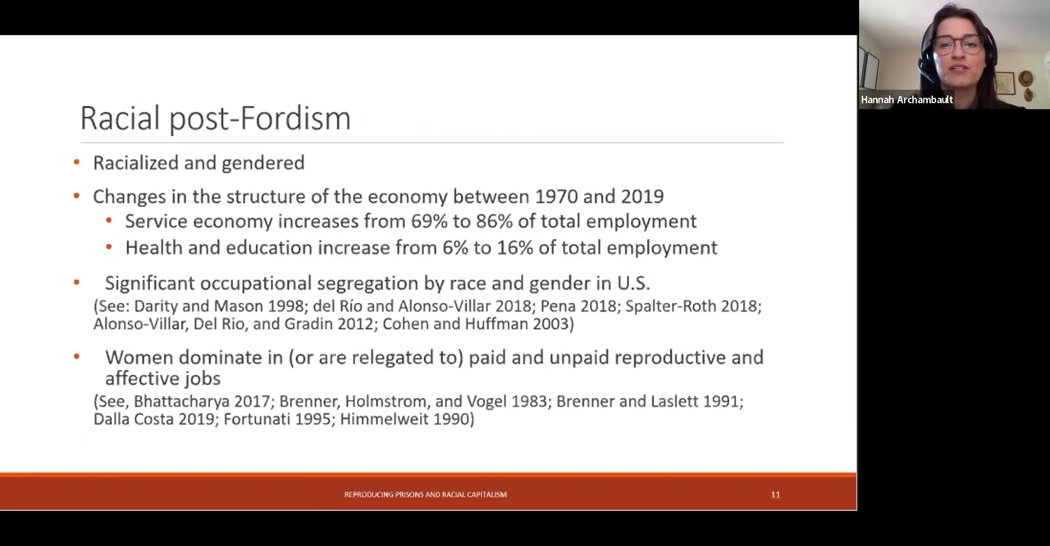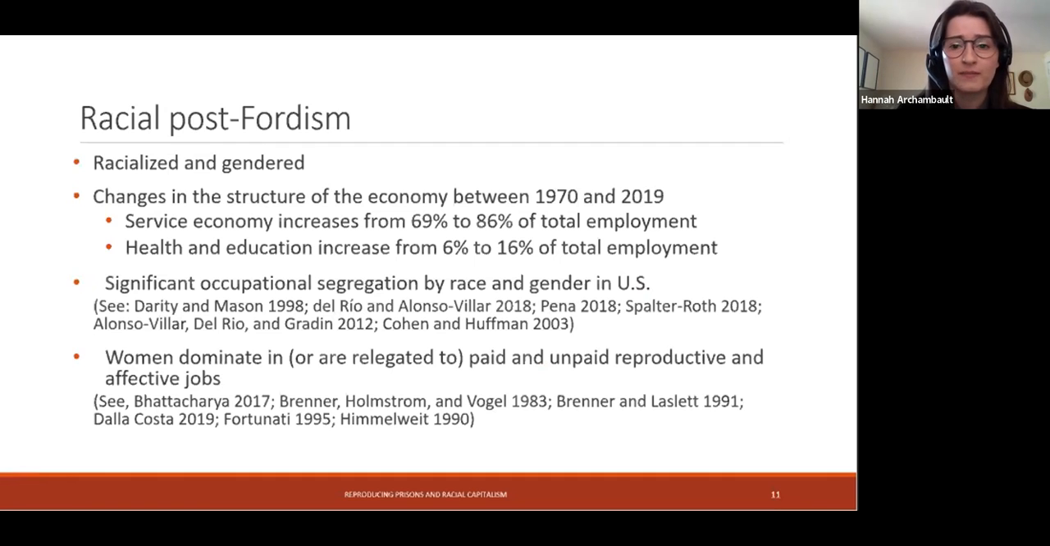So now that I've established the work that happens inside prisons, and that it's mostly reproductive of the prison and prisoners, and the allocation of these jobs is both racialized and gendered, we can contextualize these into the overall racial post-Fordist economy. So first, just to note, racial post-Fordism is an ongoing process. It's a set of changes rather than a set of conditions. But we can observe these changes over time to understand our current conditions. So it's these current conditions that I'm going to focus on.